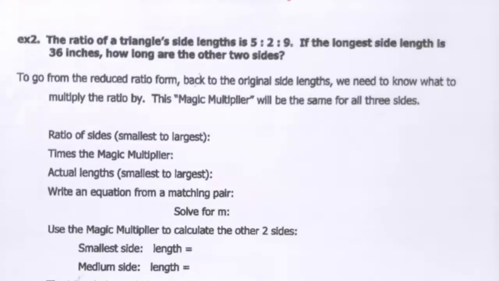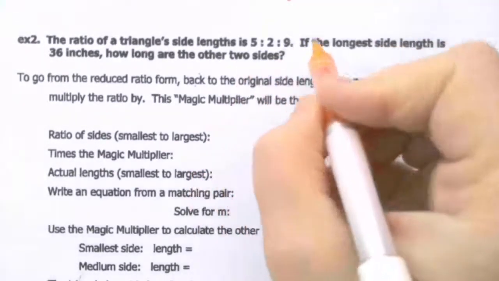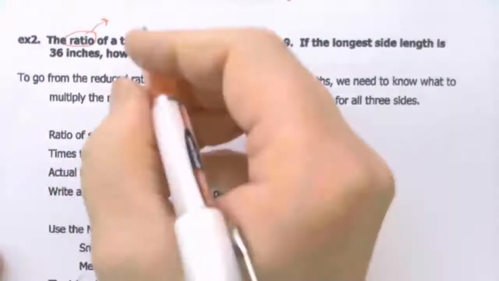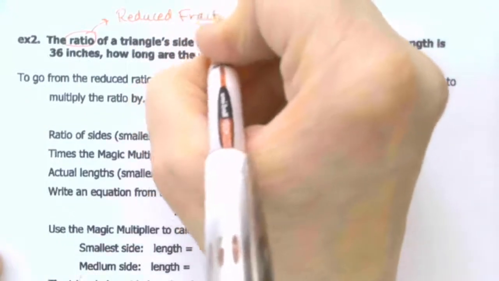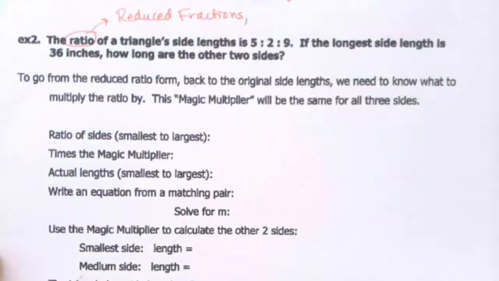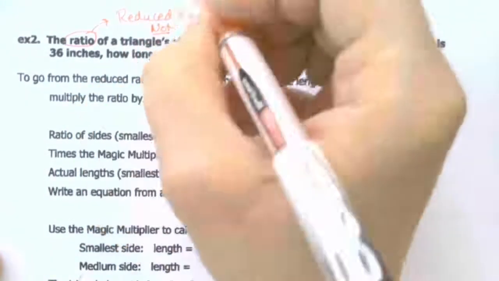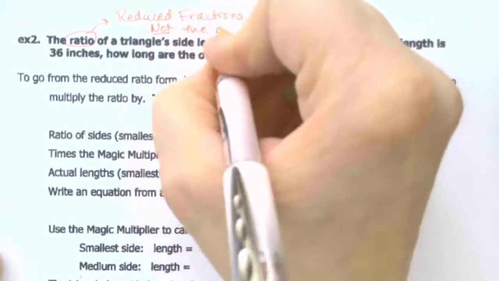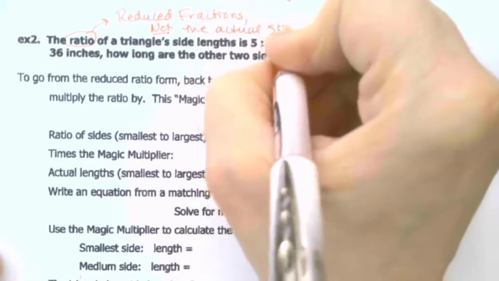Now, first thing you need to understand is that this 5 to 2 to 9 is a ratio. That means that if you stack them into fractions, this ratio represents reduced fractions. So 5, 2, and 9 are not the actual side lengths.